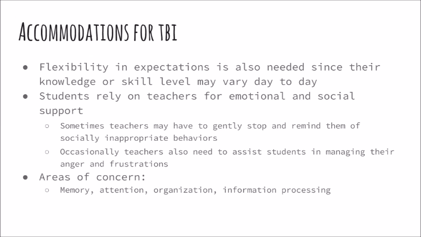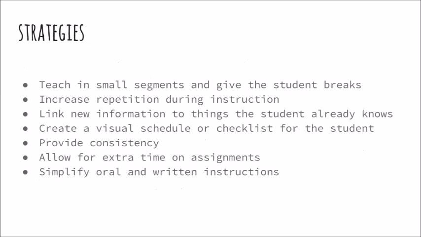There are different types of areas of concern, and they include memory, attention, organization, and information processing. Some strategies for dealing with the different areas of concern are: teach in small segments and give the student breaks, increase repetition during instruction, link new information to things the student already knows, create a visual schedule or checklist for the student, provide consistency, allow for extra time on assignments, and simplify oral and written instructions.